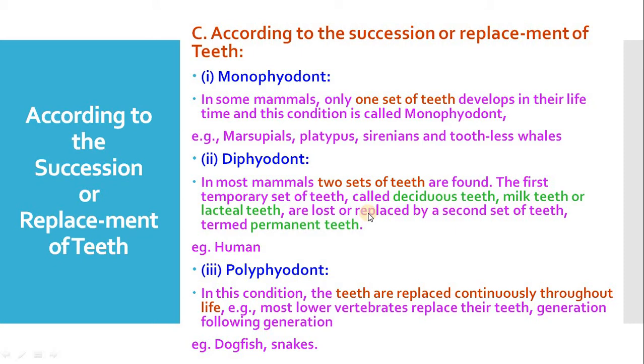They will be lost after a particular age and replaced by a second set of teeth. They are called permanent teeth. Then polyphyodont. In this condition, the teeth are replaced continuously throughout their life, one by one. Example, most lower vertebrates replace the teeth generation after generation. For example, dogfishes, snakes, etc.